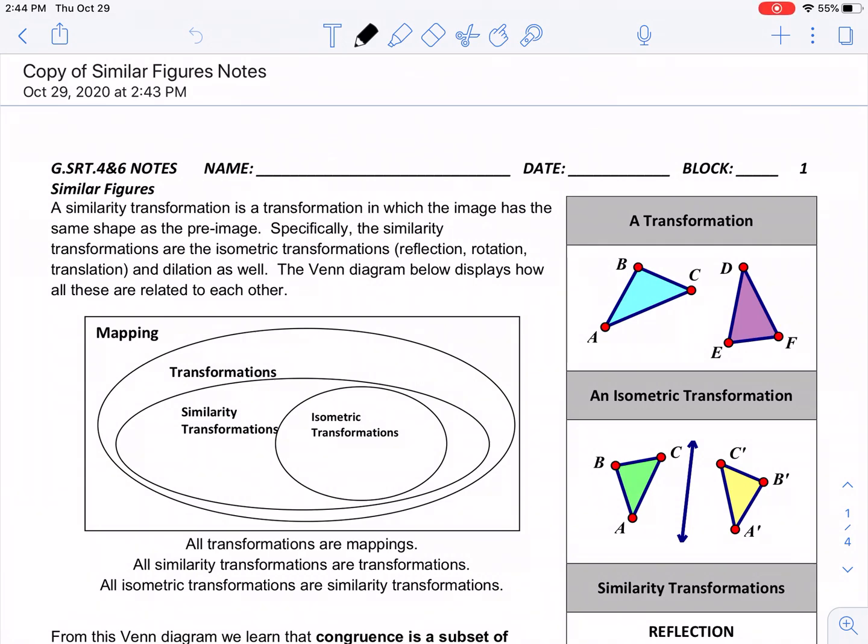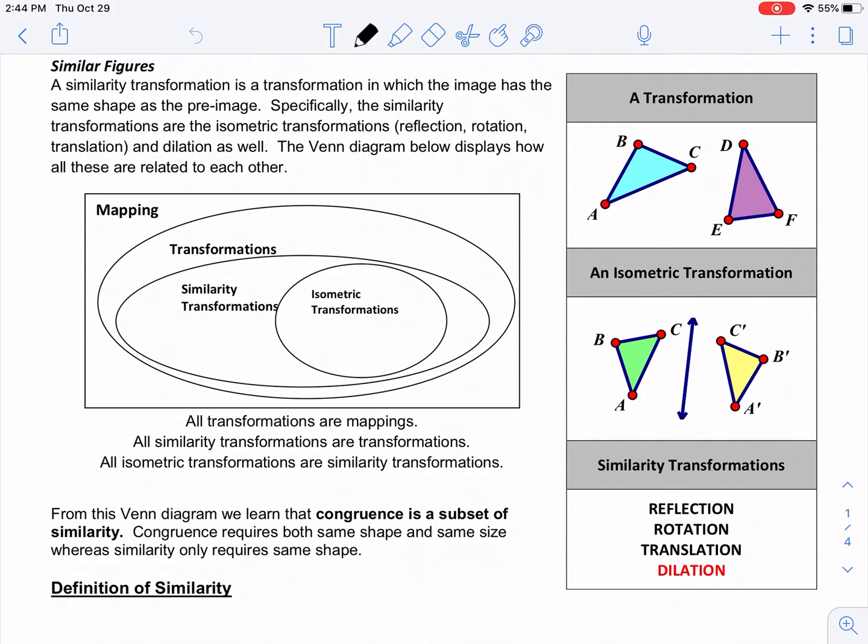All right, so we're going to be looking at similar figures here. When we're talking about similarity, we're talking about transformations in which they maintain the same shape as a pre-image, but not necessarily the same size. Isometric transformations would work in this because they maintain both the shape and the size. So things like, we talked about before, reflections, rotations, and translations. But dilations, which we just talked about, would preserve the shape, but they didn't necessarily maintain the size. So we could enlarge the figure or we could reduce the figure, but the figures were still similar. They had the same shape.